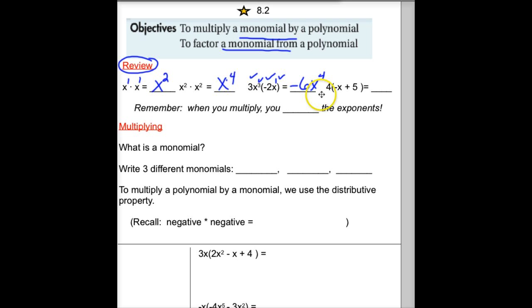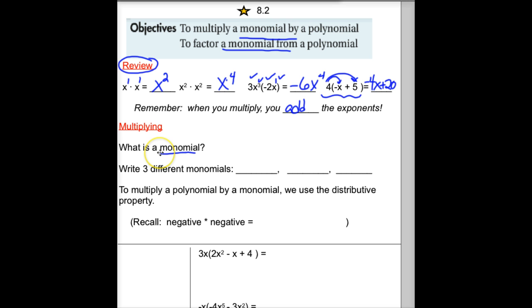And this is a review again back to linear algebra, because we've got to keep those skills through some of the stuff we do here in exponential algebra. I need to distribute this 4 in. 4 times negative x is a negative 4x. 4 times positive 5 is plus 20. Remember, when you multiply, you add the exponents. We're going to be doing some multiplying today. Remember, got to add those exponents up.